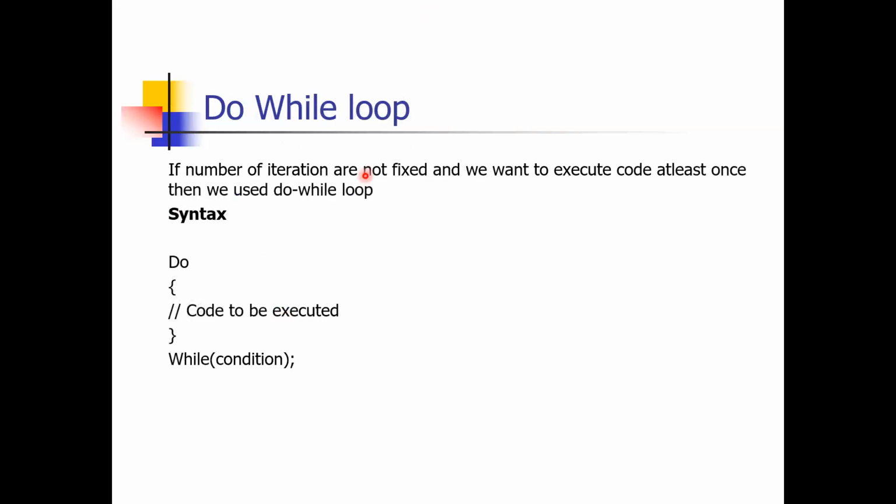Do while loop means even if the condition is not true, you want at least one iteration. If the number of iterations is not fixed, and we want to execute the code at least once. So what will happen first? Do, then while. So suppose the condition is not true, then also the do block will be executed. After that, it will not work. So if we want our loop to execute at least one time, then we use the do while loop.